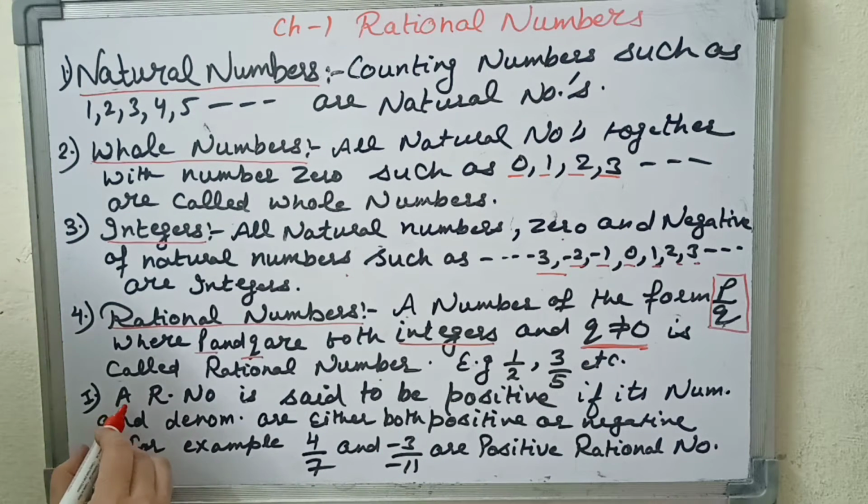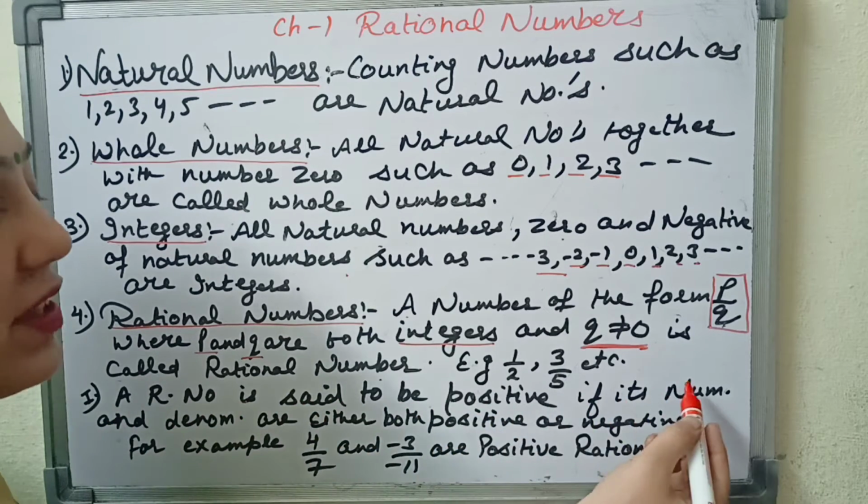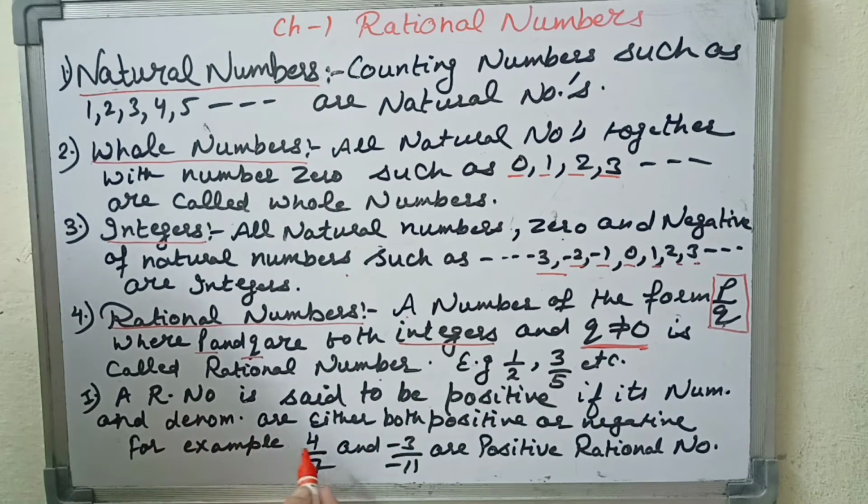Now, what are positive rational numbers? A rational number is said to be positive if its numerator as well as denominator are both of the same sign, that is either both positive or both negative. For example, 4 over 7, which has the same sign, plus plus, and -3 over -11. These are all positive rational numbers.